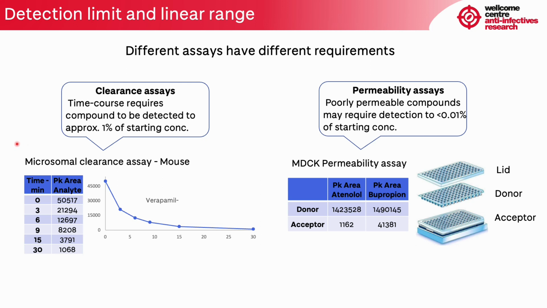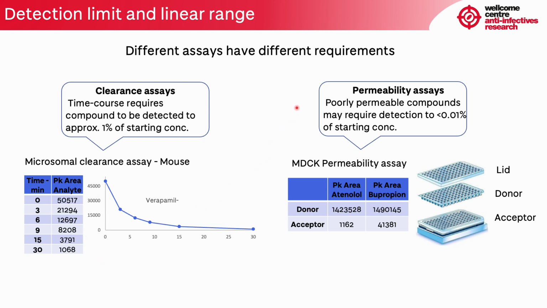The example here shows verapamil and gives the peak area of verapamil versus time. The initial peak area is around 50,000, the final peak area around 1,000, so approximately 2% of the initial starting concentration.